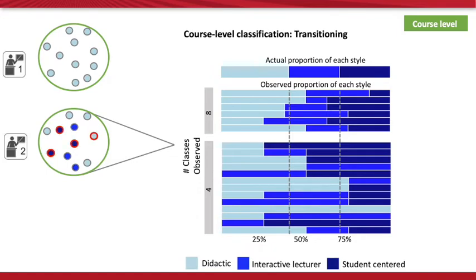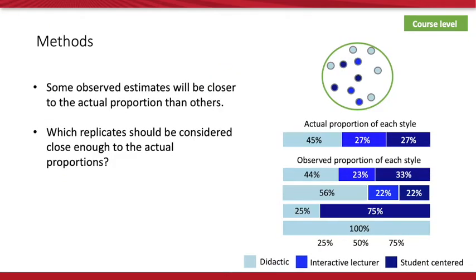In one random draw at a sampling intensity of 4, you might select these 4 classes highlighted in red on the left, which correspond to these observed proportions on the right. In another draw, you could select these 4 classes on the left, corresponding to these proportions on the right. This process of randomly selecting classes was repeated for 1,000 replicates at each sampling intensity. Inevitably, some observed estimates will be closer to the actual proportions than others, as can be seen on the right. But which replicates should be considered close enough to the actual proportions?